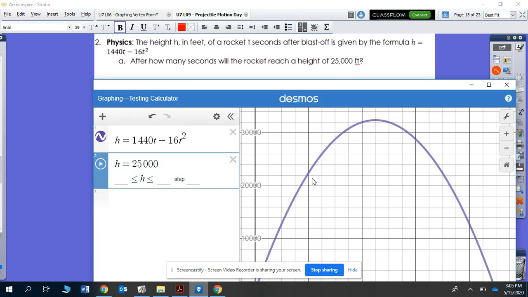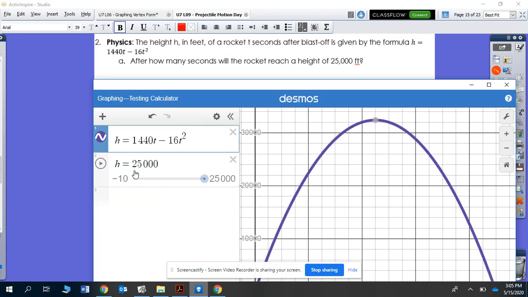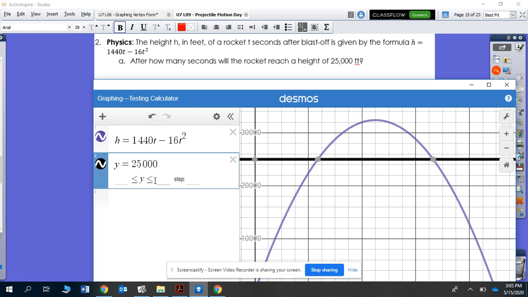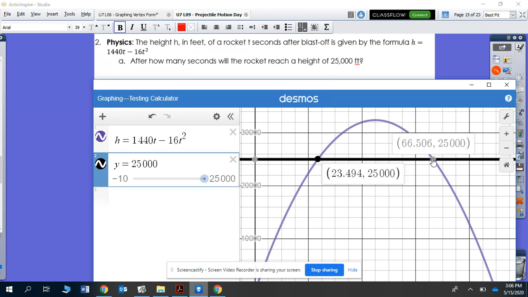And I've got to take that back because it's not doing it. That's interesting. What I'm going to have to do here is instead type Y in order to get that horizontal line. Okay, so Y and H, remember, are interchangeable. So we're going to type Y instead. And what that does is it creates that horizontal line straight across. And these are the two times when our parabola gets to 25,000 feet, or a rocket in this case.